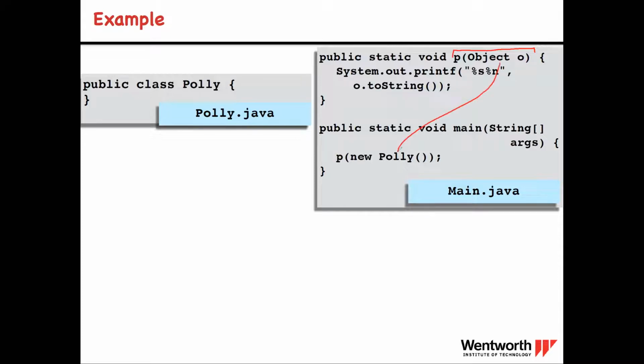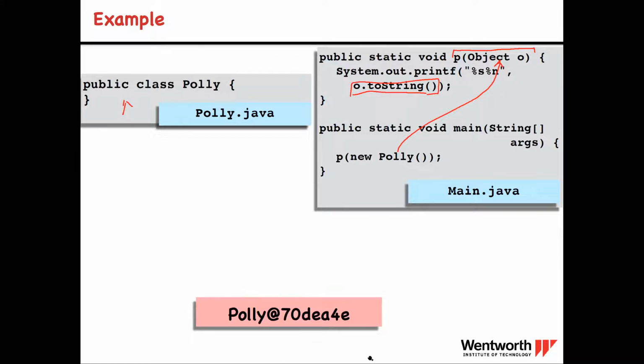Poly goes up here. And then we print out this object, dot toString. So we print out the toString from the object that we just created. There is no toString here in Poly. So we just get the standard Object toString print, which is the name of the class, at, and then this hash code that represents the memory.